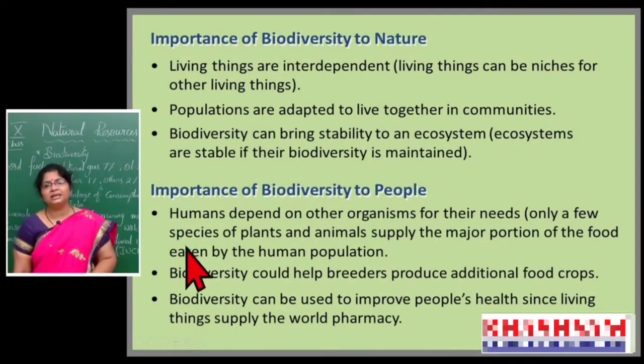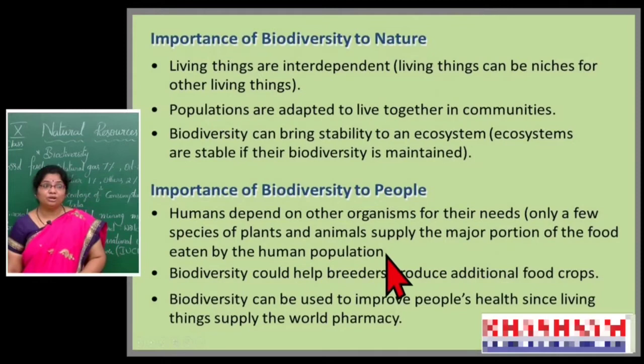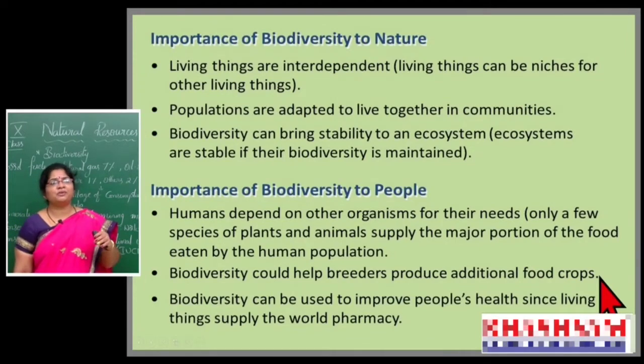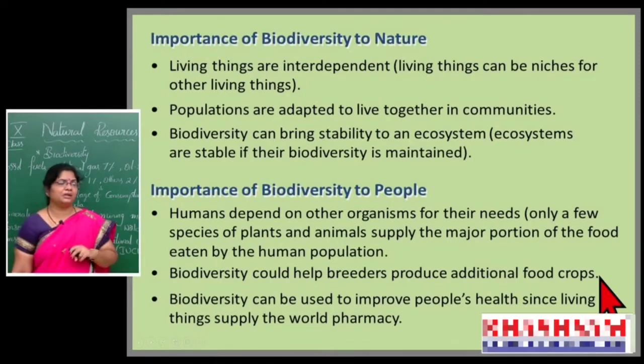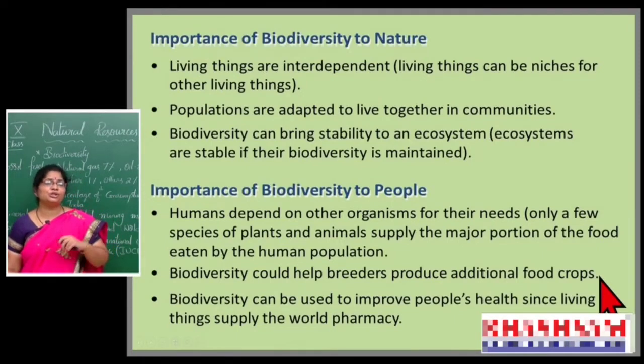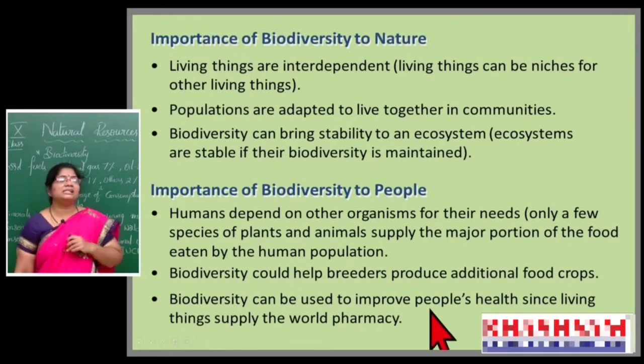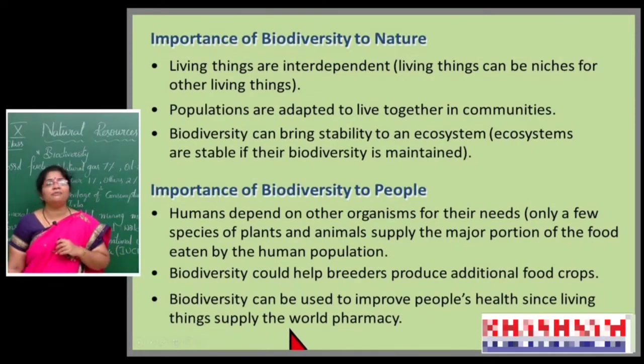So totally we are dependent on other organisms. Biodiversity could help breeders produce additional food crops. Different insects help with pollination, and different kinds of animals help with seed dispersal and so on. So different organisms help humans, especially with food crops. Biodiversity can be used to improve people's health, since living things supply the world's pharmacy.